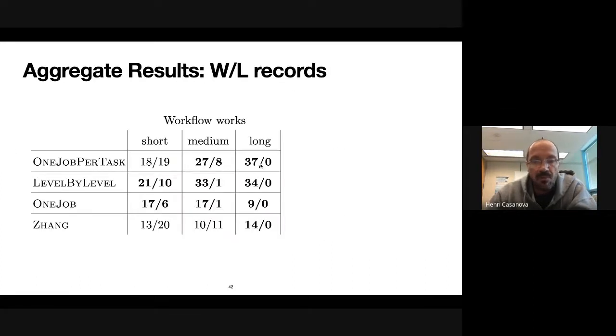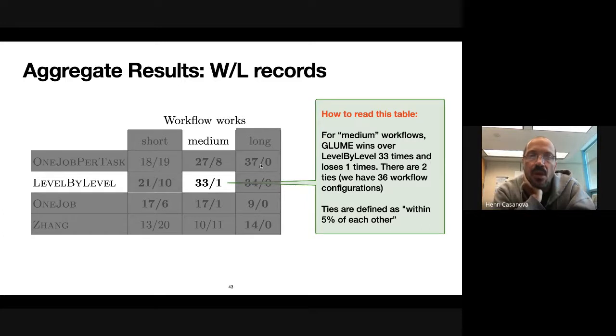So this is a big table. So how do you read this table? This is the win-loss record of GLUME. So this means for medium duration workflows, so those that sequentially take 500 hours, out of the 36 configurations, GLUME beats level by level 33 times and is beaten by level 1 time. Right? So it's a win-loss record.